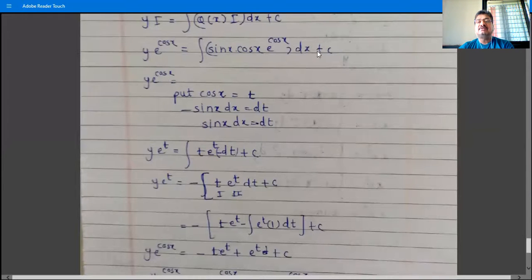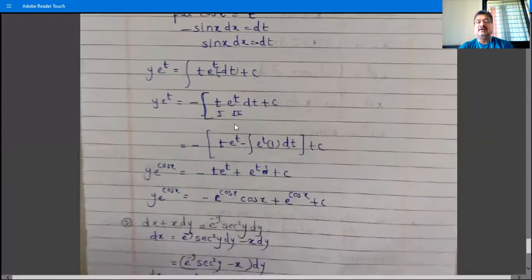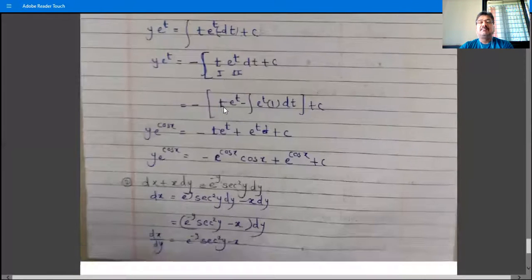And this sin x into dx, the value of sin x into dx is minus dt plus constant. So take this minus outside, t into e raised to t dt, and the integration is by using parts rule. T is an algebraic function and e raised to t is an exponential function. So t is the first and e raised to t is the second, and this minus sign is as it is in the bracket, right, in the bracket, the integration by parts rule.